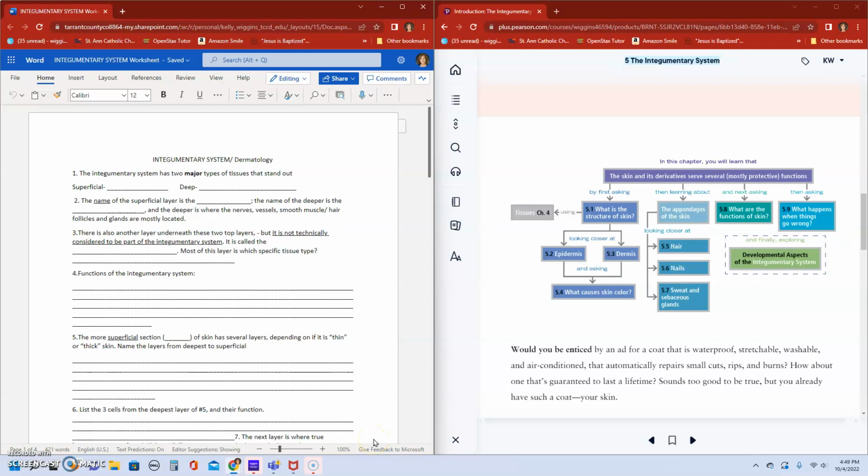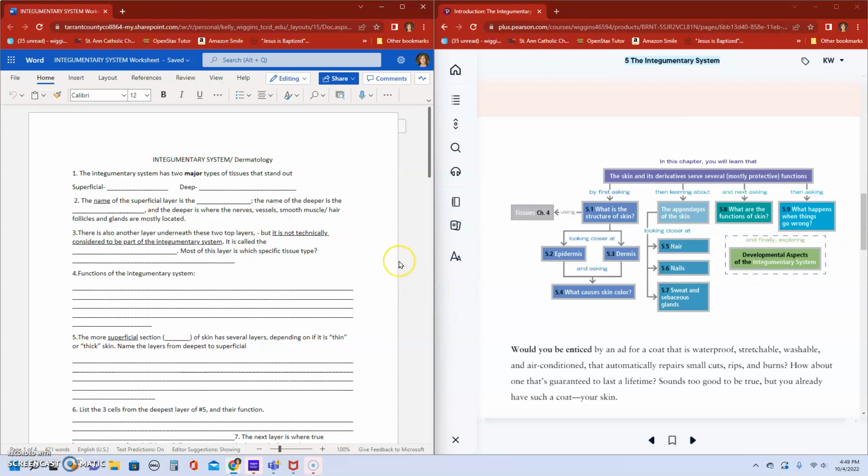All right, let's go through this worksheet. The integumentary system has two major types of tissue that stand out. So we've already established there's four major types of tissue. There is epithelial, connective, muscular, and nervous. So the superficial layer of the integument is epithelial, and the deep layer of the tissue is connective tissue. So those are the major tissue types.